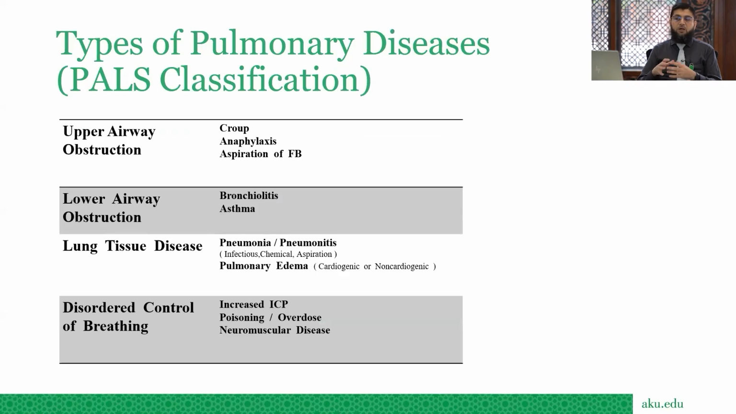Coming on to the types of pulmonary diseases, according to the PALS classification, in upper airway obstruction, if you are suspecting there is upper airway obstruction, you can consider croup, anaphylaxis, or aspiration of a foreign body. If there is a lower airway obstruction, you can consider bronchiolitis, asthma. If there is a lung tissue disease, you can consider pneumonia, pneumonitis, chemical pneumonitis, aspiration, or infectious pneumonitis. It can be pulmonary edema, either neurogenic or cardiogenic. It can be disordered control of breathing that occurs in increased ICP, neurological disorder, neuromuscular disorder, or it can be due to poisoning or drug overdose with respiratory depression, and that can lead to disordered control of breathing.